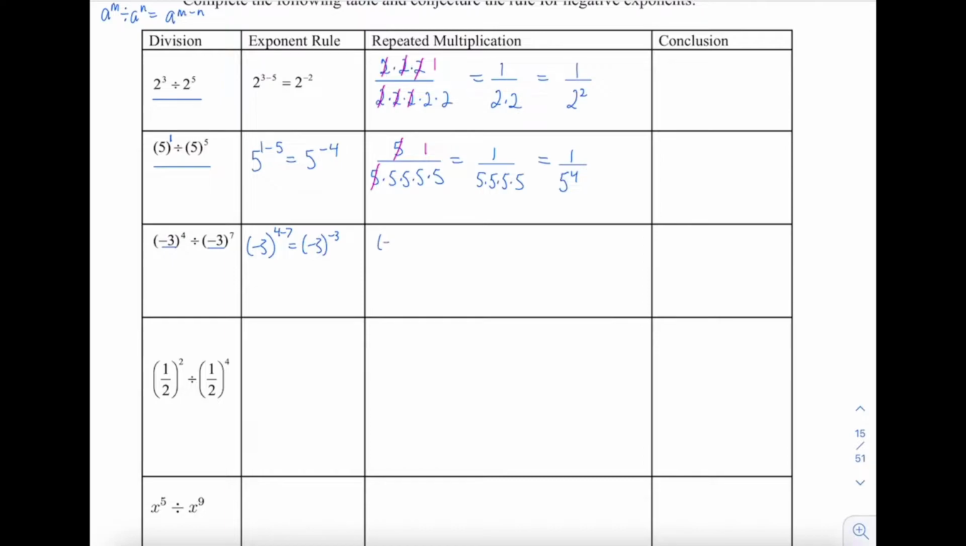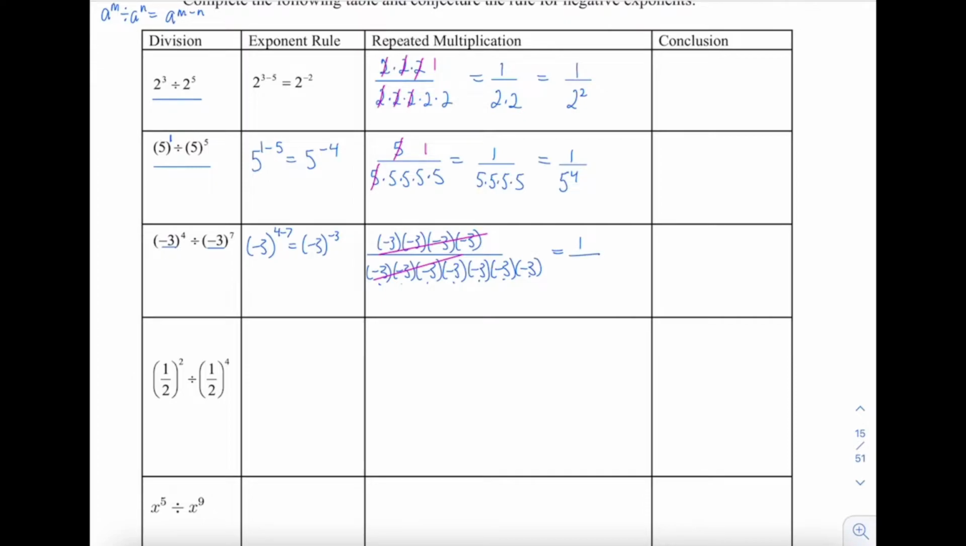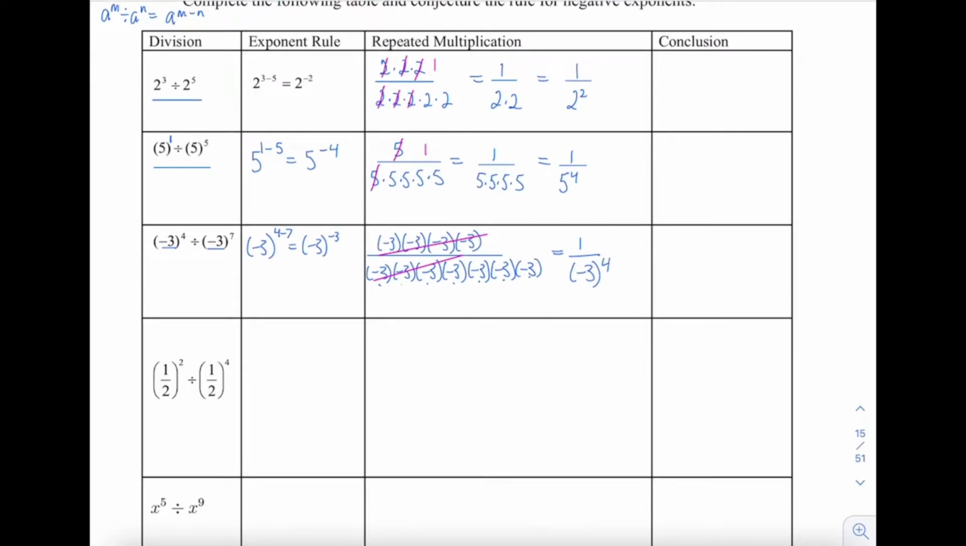If we write this in repeated multiplication, I'm going to have 4 negative 3's in the numerator and, oh my gosh, 7 of them in the denominator. So we can see that we don't want to do this every time, but we're going to learn a rule based on this in a minute. 1, 2, 3, 4, 5, 6, 7. Great. So I'm going to cancel out all 4 of those with 4 in the denominator, and I'm going to get 1 over negative 3 4 times. And guys, let's skip this. I can just write that as negative 3 to the power of 4.